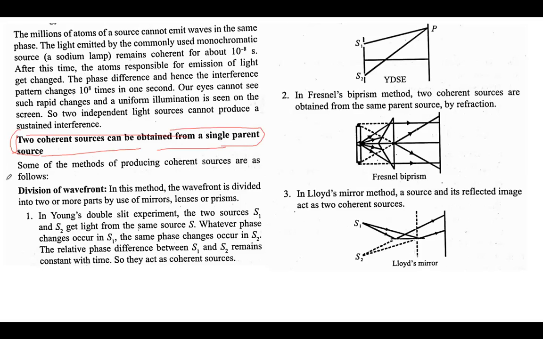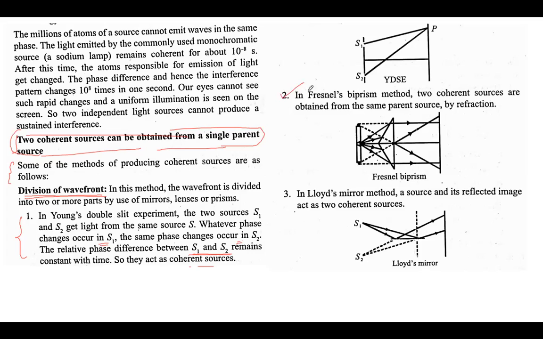Now, some of the methods of producing coherent sources are as follows. Division of wavefront. In this method, the wavefront is divided into two or more parts by use of mirrors, lenses or prisms. In Young's double slit experiment, the two sources S1 and S2 get light from the same source S. So whatever phase changes occur in S1, the same phase changes occur in S2. So the relative phase difference between S1 and S2 remains constant with time. So they act as coherent sources.